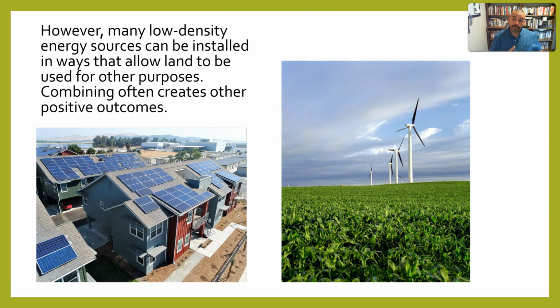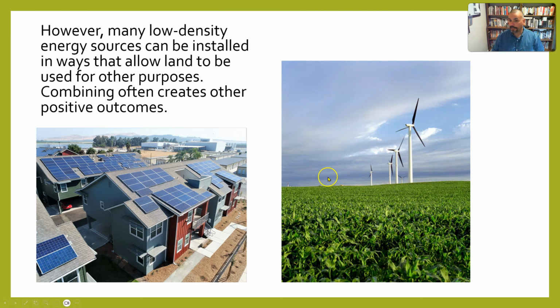The other thing we also want to keep in mind is that when we combine low density energy with other purposes, there's often other advantages to them. Solar panels can help keep a house cool because it means that the sunlight isn't being absorbed by the roof and potentially heating up the house. It's being absorbed by the solar panels instead. So they can actually help keep buildings a little bit cooler, especially when you have a lot of panels on a roof like this.